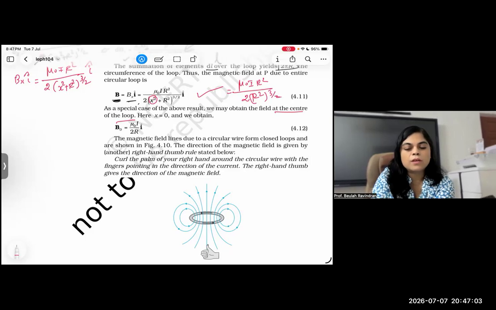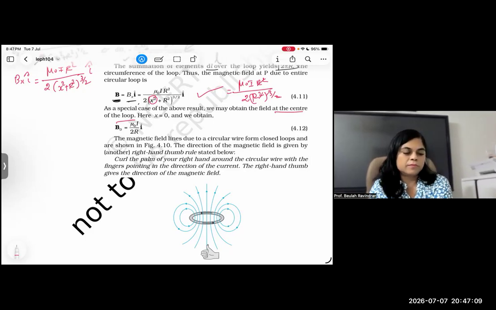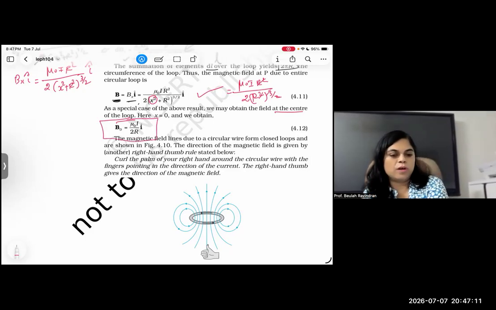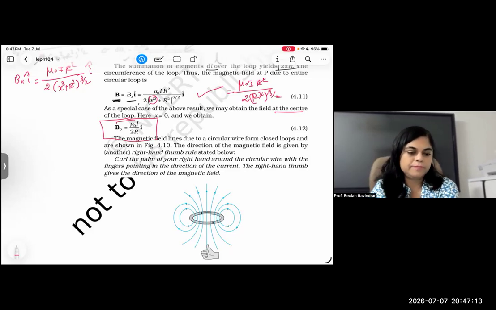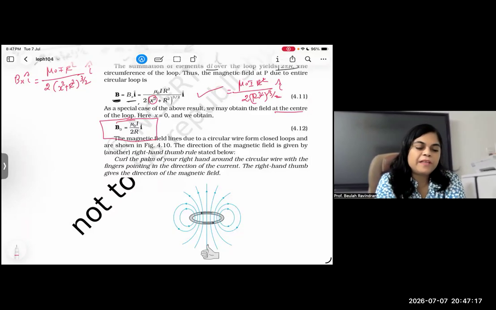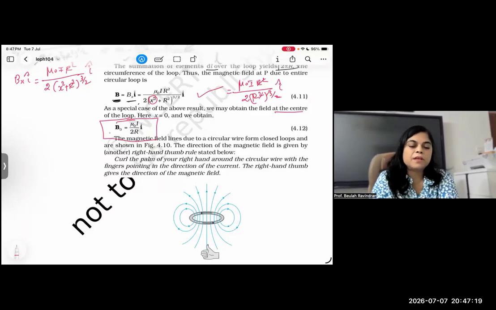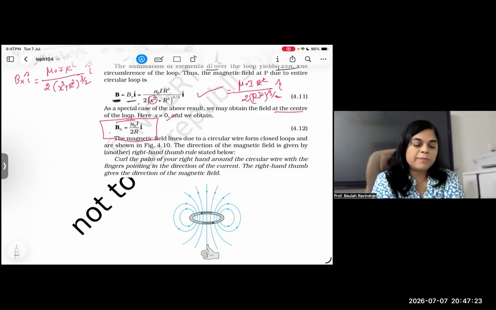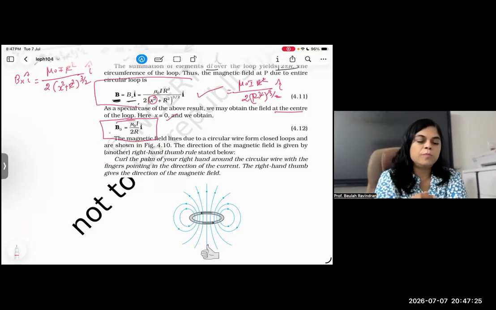So r cube will be there. In this r cube, one r square gets cancelled, so one r will be there. So mu naught I by 2 r into i cap. Clear? So what is this? It is the magnetic field due to a circular wire at the center. So this is the magnetic field due to the loop of a wire.